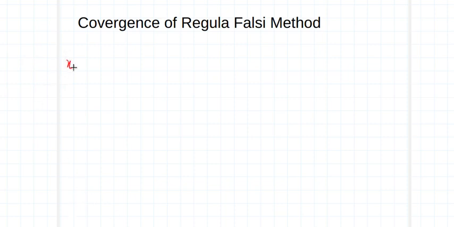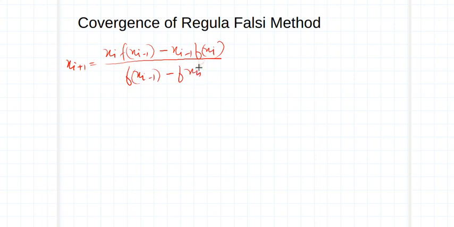So what is it? It is x_{i+1} equal to x_i f(x_{i-1}) minus x_{i-1} f(x_i), whole divided by what? It is f(x_{i-1}) minus f(x_i). And what we are doing, we are estimating the zero of a certain polynomial, and we are just approximating that value.